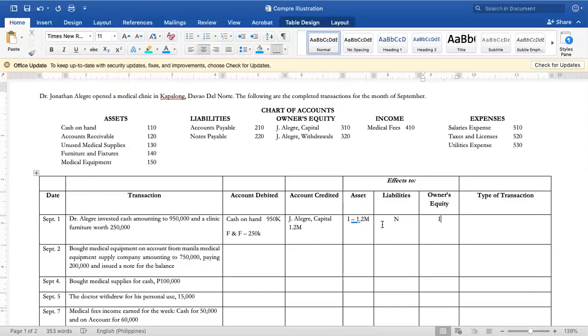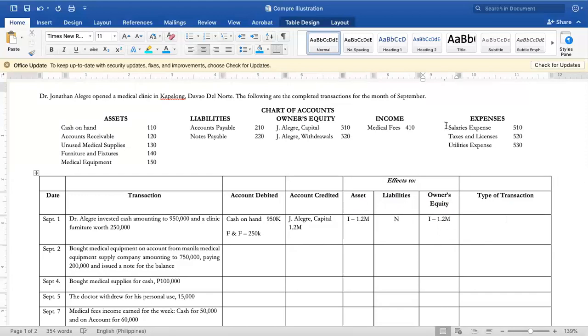Diba? Increase, how much increase in owner's equity? That's 1.2 million. So your asset increases to 1.2 million, increase by 1.2 million. No effect on liability. At the same time, there's an increase of 1.2 million for your owner's equity. Still, the equation is balanced.